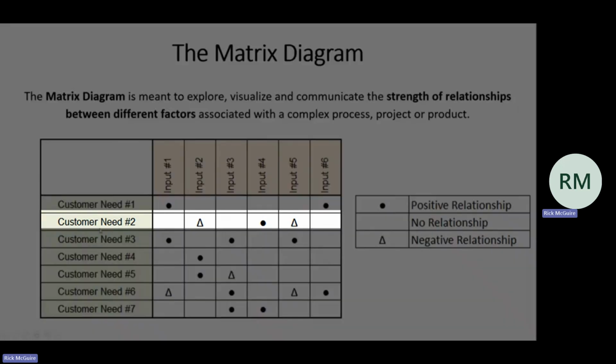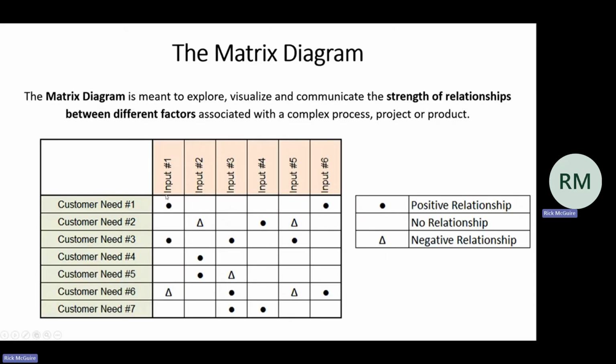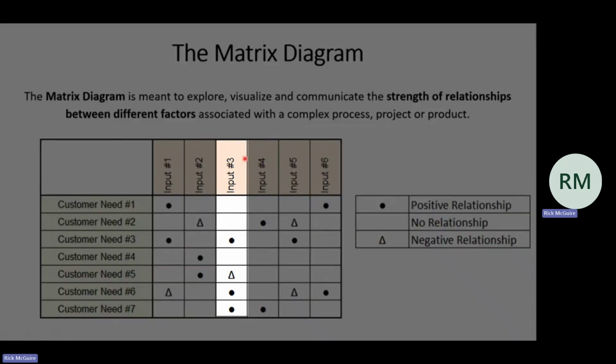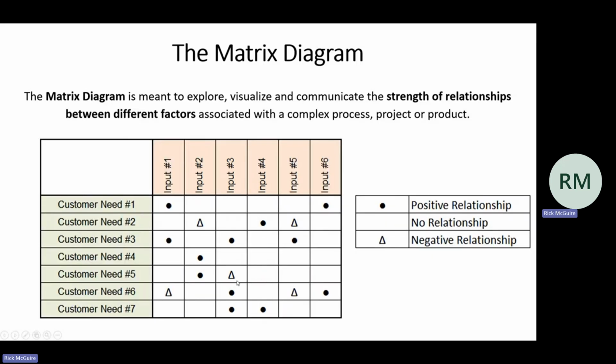So you'll notice, for example, customer need number 2 has a negative relationship with design input 2 and design input 5. And so as we're optimizing our design around those design inputs, it's good to understand these relationships. For example, if we're going to optimize our design around design input 3, that has a positive relationship with customer need 3, 6, and 7. But obviously that might have a negative impact on customer need number 5. So as we're making those design trade-offs, those important decisions in the design process, we can use this relationship matrix to say, okay, if we optimize here, we might lose a little bit here.